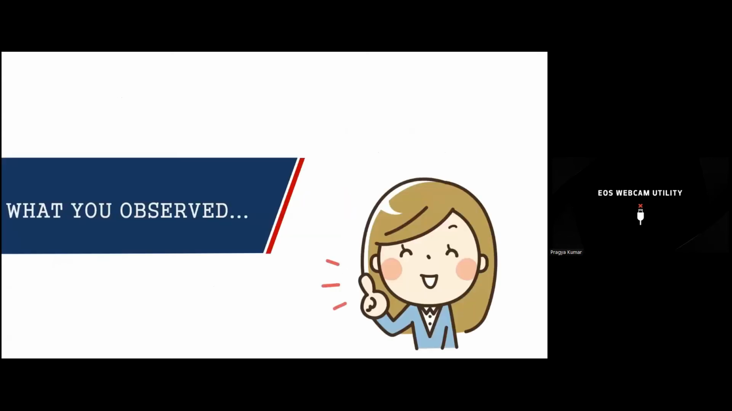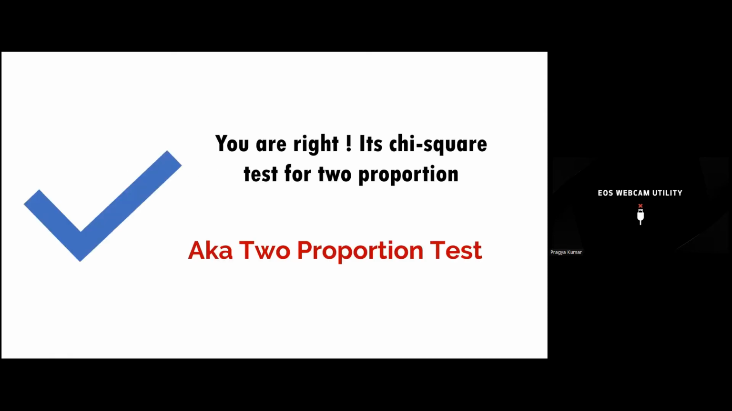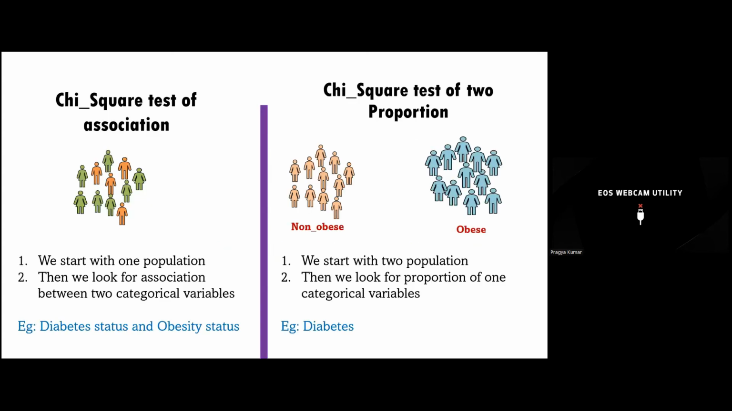So in all these research questions, what have you observed? That there is a proportion of various categories of a nominal variable, and we want to test it across different populations. So the appropriate statistical test for such a research question is the chi-square test of two proportion.